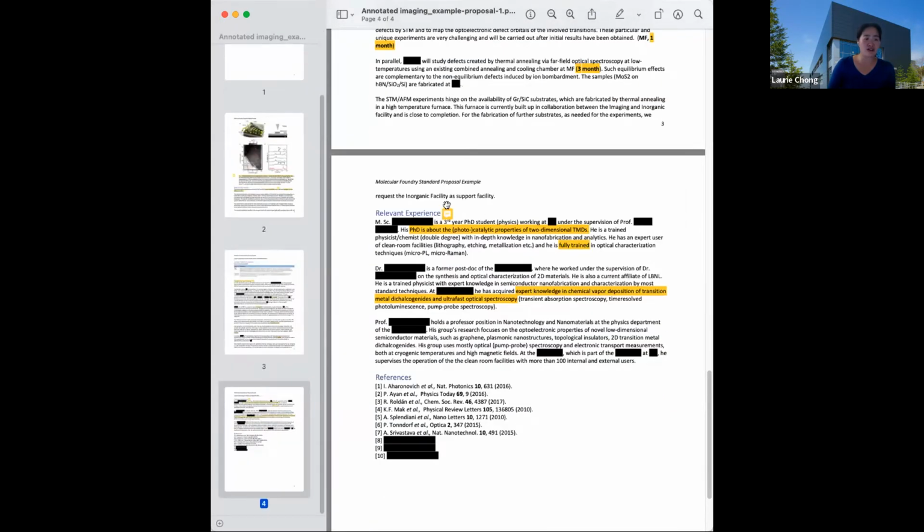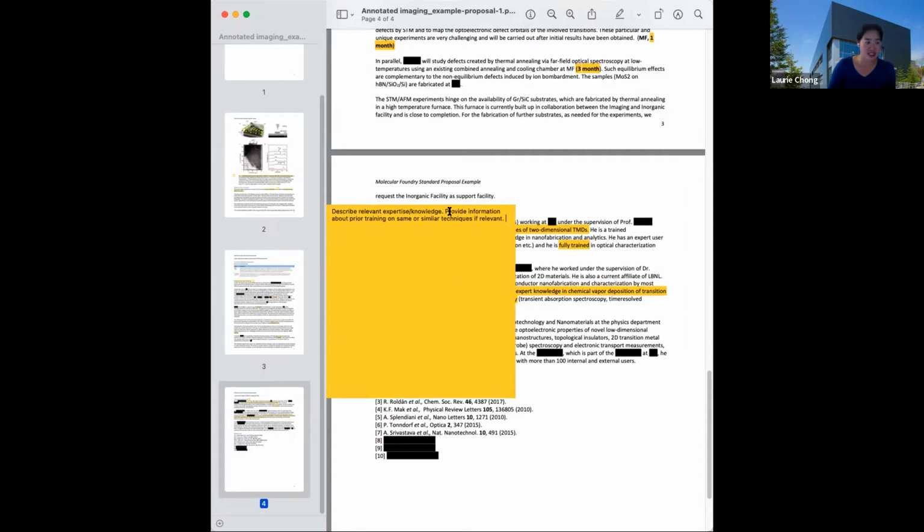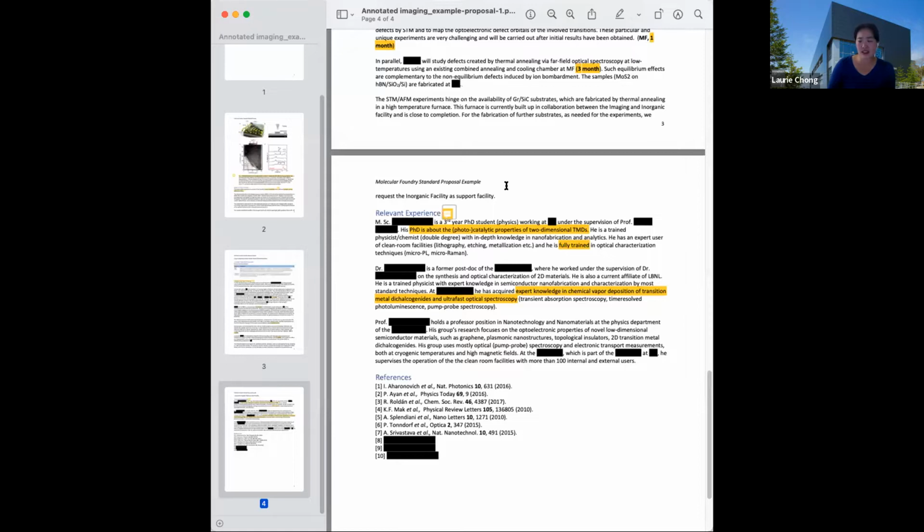And then we move down to the relevant expertise segment, where you want to provide information if you have prior training on similar techniques, or if there's anyone who's a co-PI or in your research group who has expertise in a certain area and can share that amongst the research team.